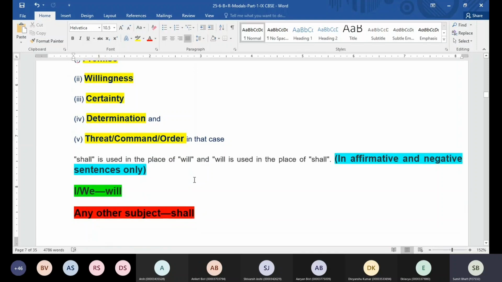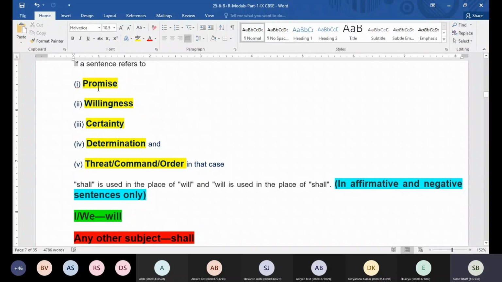So what happens is, if you have a subject like I and we, and we have any of the above five cases, in that case I and we will be taking will. And other subjects are going to take which word?